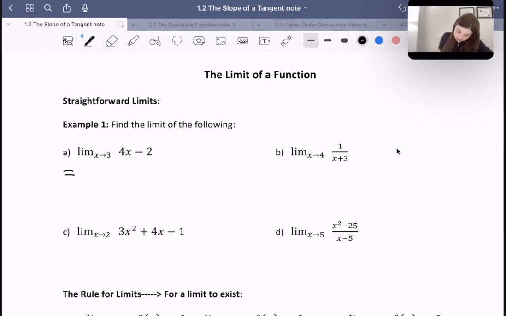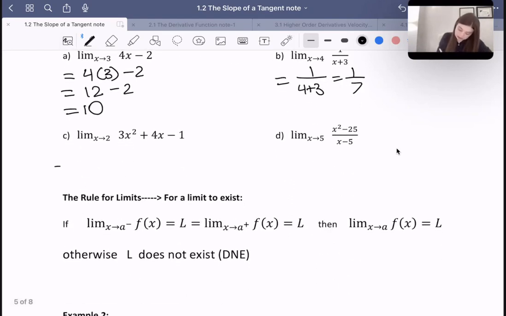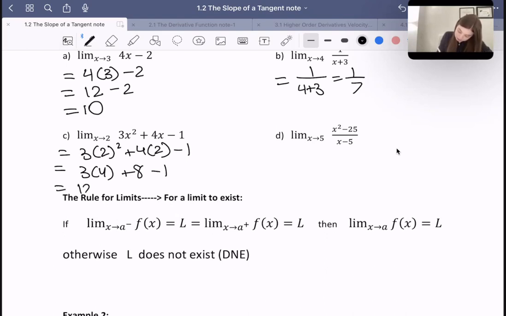We can just plug in 3 because it's the limit as x approaches 3 in this case, and we will get 3 times 4 minus 2, which is 12 minus 2, which is 10, and that's the answer. And same thing with B. We can just say this is the same as 1 over 4 plus 3, which is 1 over 7. Voila. And then for C, same thing. We can say this is 3 times 2 squared plus 4 times 2 minus 1, which is 3 times 4 plus 8 minus 1, which is 12 plus 8 minus 1, which is 20 minus 1, which is 19.